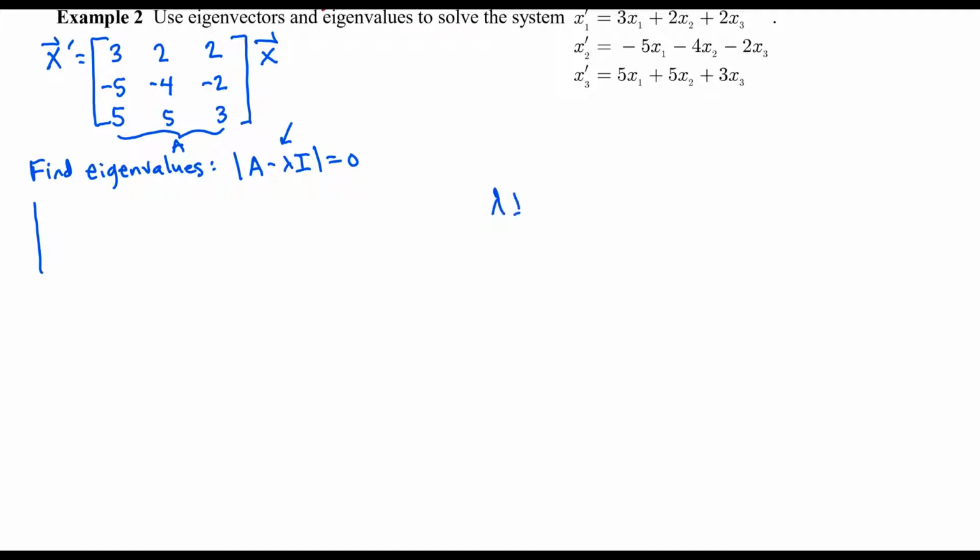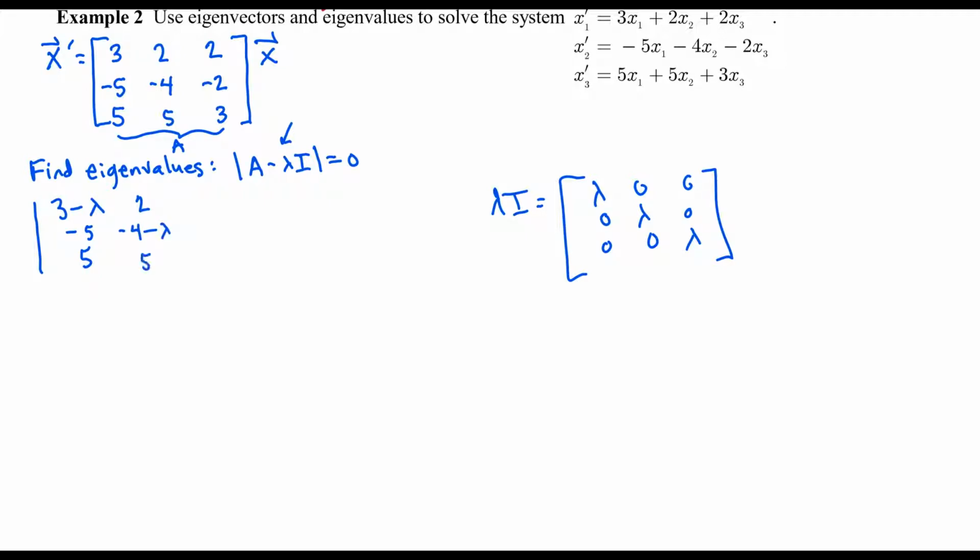So just a heads up here, lambda I is going to look like this. I multiply the diagonal of 1s from the identity matrix by lambdas, so I end up having a diagonal of lambdas. So A minus lambda I is going to look like 3 minus lambda, working in our columns here, -5 and 5, 2, -4 minus lambda, 5, 2, -2, and 3 minus lambda. So notice I've just subtracted the constant lambda from the diagonal of our original matrix A.